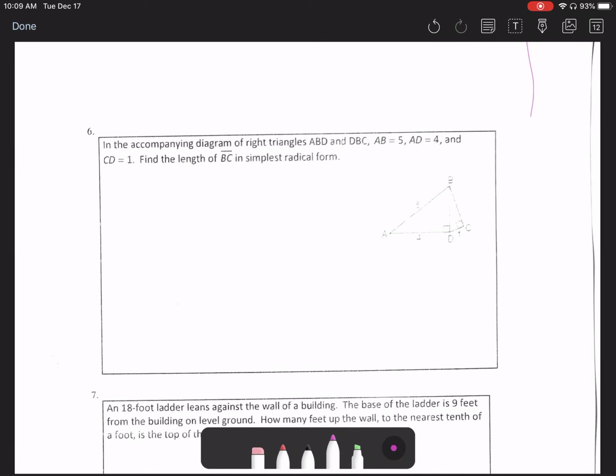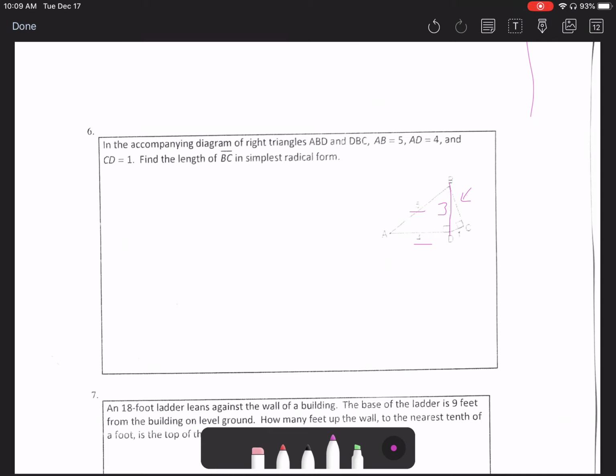So here we are with standard B, which is just Pythagorean theorem. When I'm looking at this diagram, I notice I have two sides here. We want to find BC. Okay, so that's the side we're trying to find. If I can find BD, then I can find BC. What I notice is this is 5 and this is 4, so this is one of the Pythagorean triples. So I know BD has to be 3.